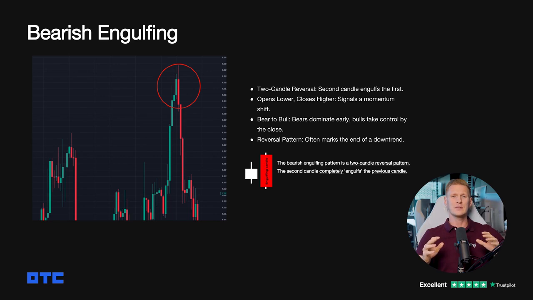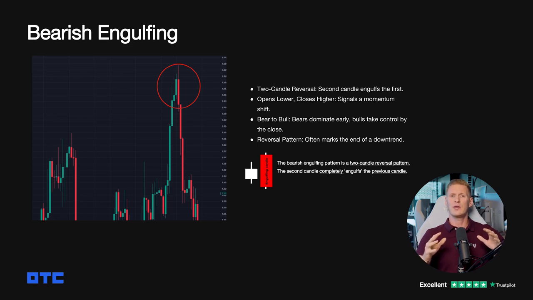This pattern forms when the second candle opens higher than the previous candle's high, closes lower than the previous candle's low, completely engulfing the range of the first candle, including its wicks. A bearish engulfing candle highlights a clear shift in control. Bulls start strong, driving the price higher early in the session. By the end, sellers take over decisively, pushing the price down and closing lower than the previous low.